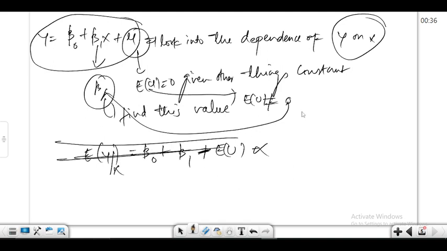Okay, so let me just prove to you here that this assumption of expected value of u equal to 0 is totally harmless. Because suppose I take the expected value of u not equal to 0, say it is equal to some value alpha naught, okay, just suppose.